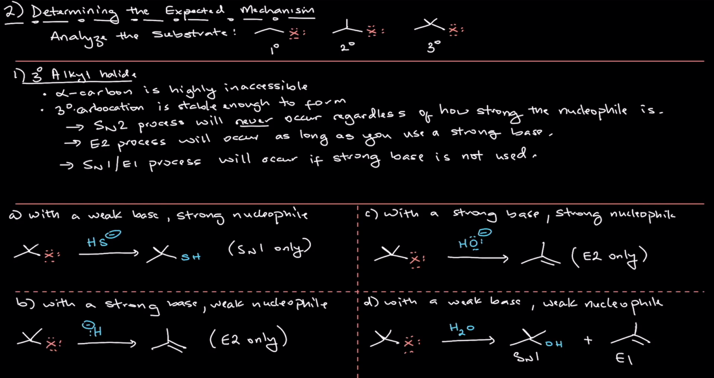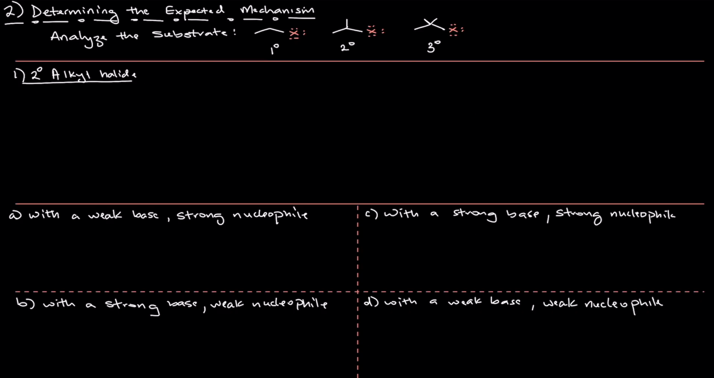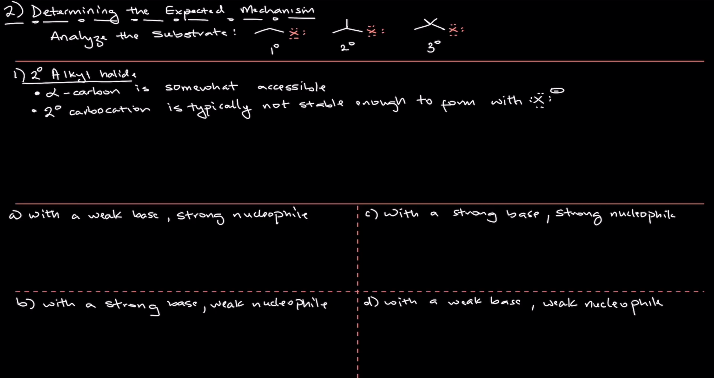So now let's finish up with our secondary alkyl halide. With your secondary alkyl halide, you're dealing with a mixed bag here. Your alpha carbon is somewhat accessible, but also somewhat inaccessible, so you really are in this middle ground of accessibility. And when your leaving group is a halide, your secondary carbocation is typically not stable enough to form.